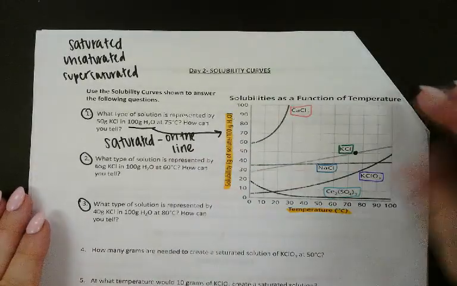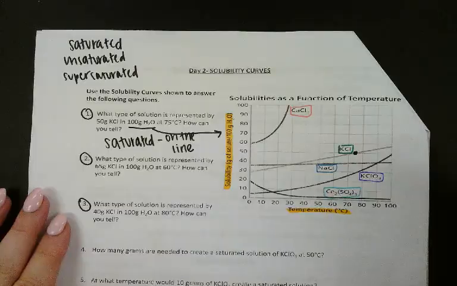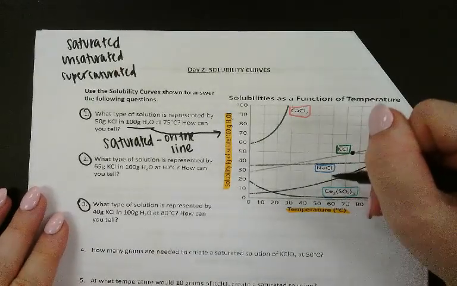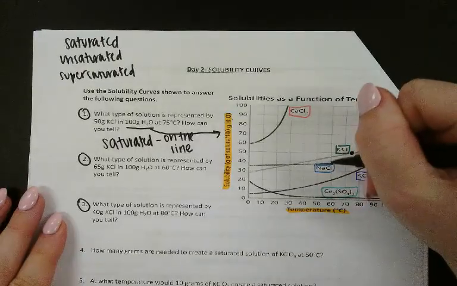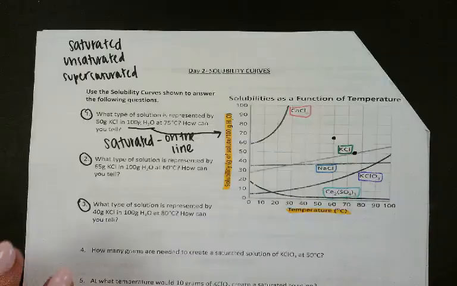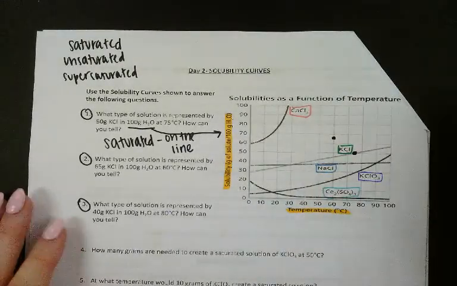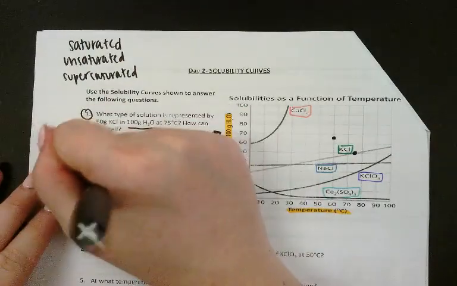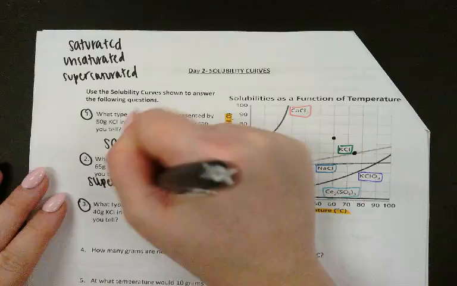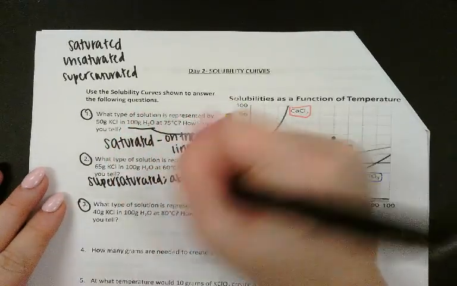Our next question is still referring to KCl, but this time 65 grams of KCl at 60 degrees Celsius. So I have 60 degrees Celsius. I'm going to go all the way up until I get to 65. And we can see based off of this, we're referring still to KCl, that this is above the line. So we would say that this is supersaturated. How can we tell? Above the line.